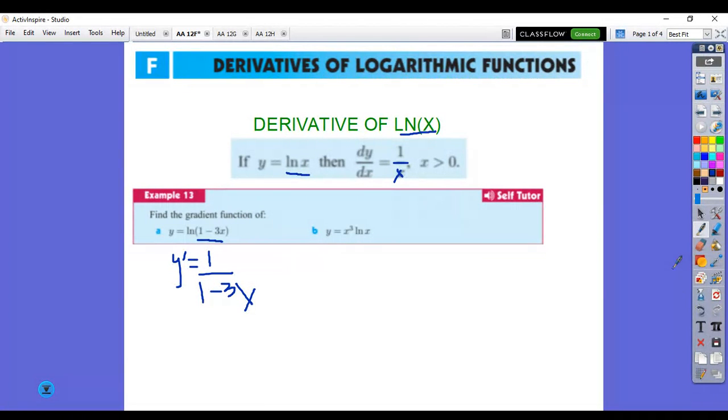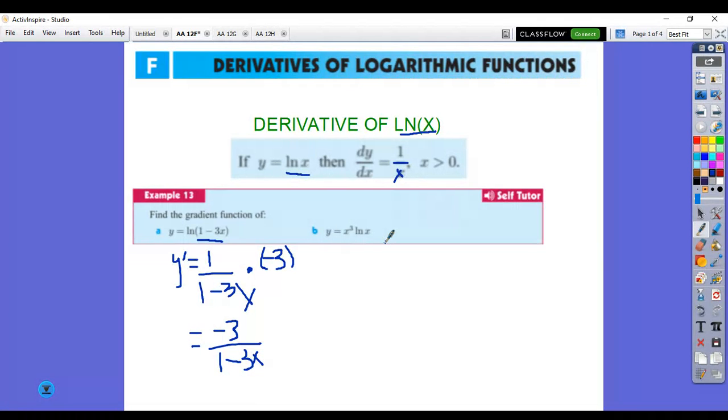And we always have to think of chain rule. So we always have to multiply by the derivative of the inside, and the derivative of 1 minus 3x is negative 3. So the best way to write that, 1 times negative 3 is negative 3 all over 1 minus 3x.